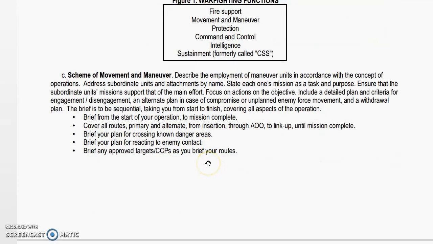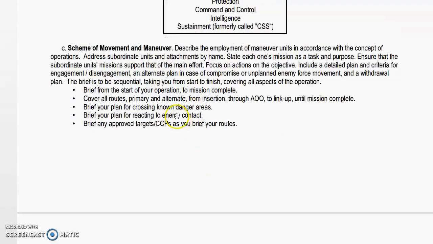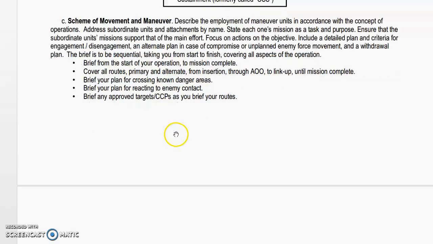Scheme of movement and maneuver. So this is really the bread and butter of your operations order. Just like Cadet Hitchcock explained during the JTA lab, if you don't have time to spend too much effort in the other paragraphs, this is really where you need to put it. This is where you have to be really good at doing some analysis, planning, and presenting it so that your platoon understands what you want to happen.